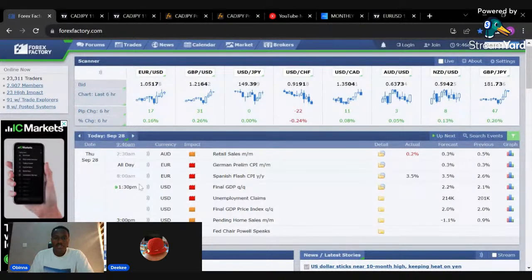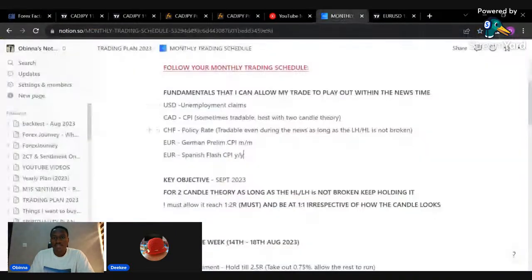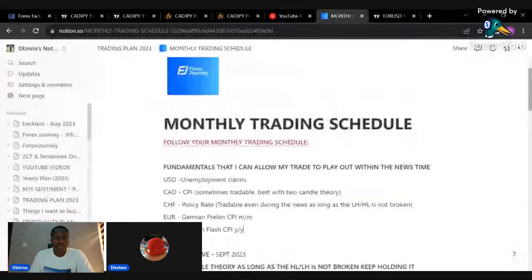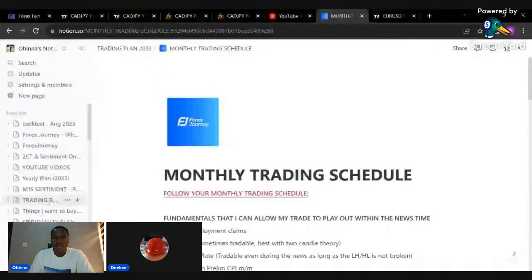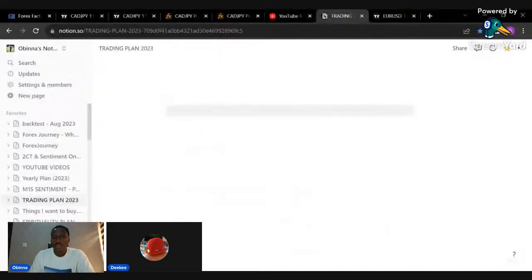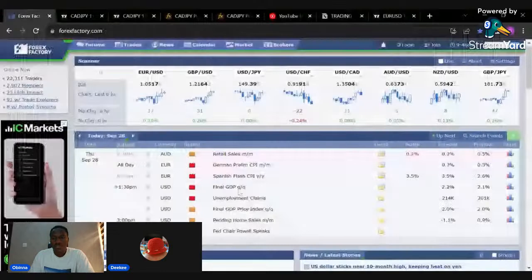Then you have USD final GDP. Can't say if this news affects the market. Can't remember, but it doesn't really affect the market. Let me see. Where did I put that thing? Let me check. So let me check my trading plan. I have a trading plan that has to do with this news. I wrote some things down about this news. So I want to see if this news really affects the higher time frame.